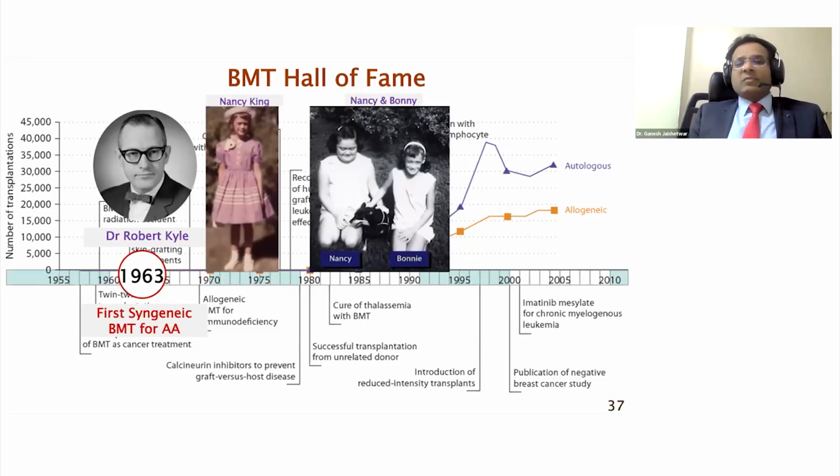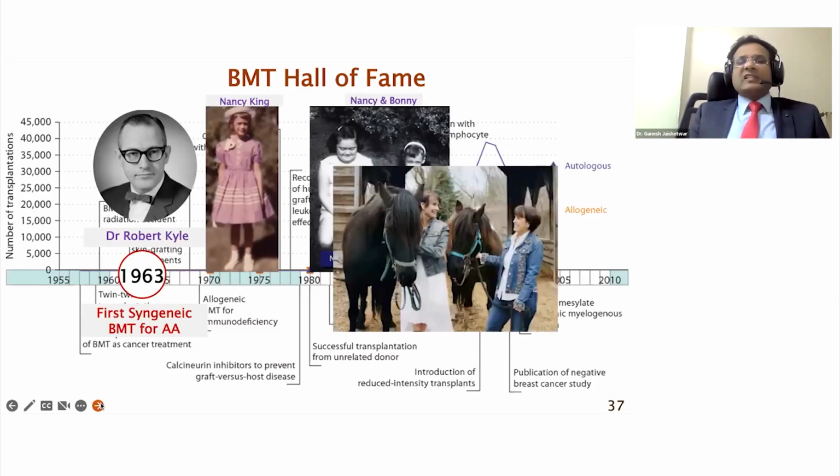And then Nancy was transplanted with the HLA-matched syngeneic stem cells from her sister, and almost more than 6 decades after this first syngeneic hematopoietic stem cell transplant for very severe aplastic anemia, Nancy continues to enjoy a good life, and she is completely healthy and normal. This was her recent picture.